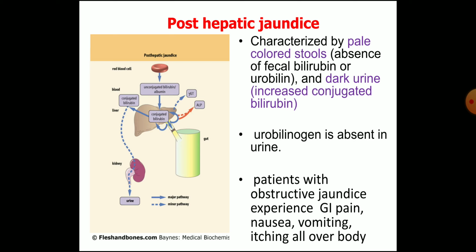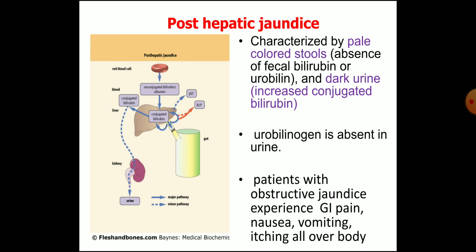Otherwise, normally bilirubin will never be excreted in the urine. Only urobilinogen will be there in normal urine, only in trace amounts. Never will bilirubin be seen in a normal urine. But in post-hepatic jaundice, this may be seen. Then urobilinogen is absent in the urine, and patients with obstructive jaundice experience gastrointestinal pain, nausea, vomiting, itching all over the body. So many symptoms are there.